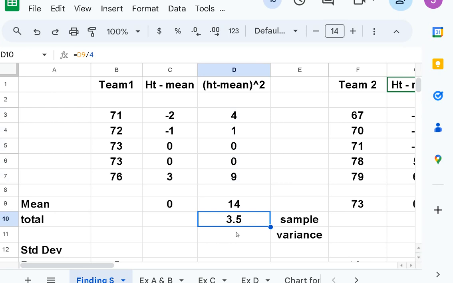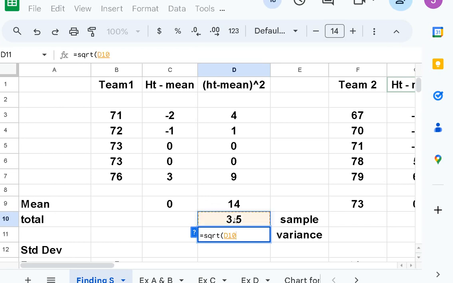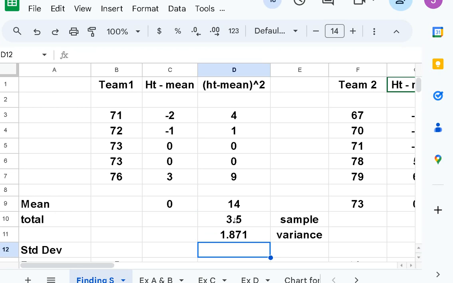So if I have something which is squared, what's the way to unsquare? What's the fancy word we use there? Square rooted. So let's take the square root of this, equals SQRT, and then click that cell. Square root of this, and that finally brings us to what's called the sample standard deviation. And that's what we're looking for.